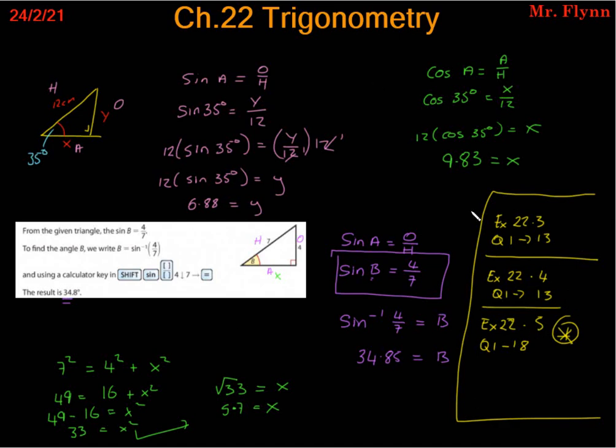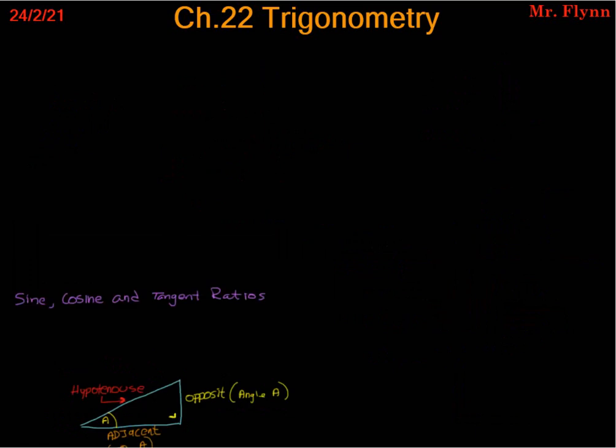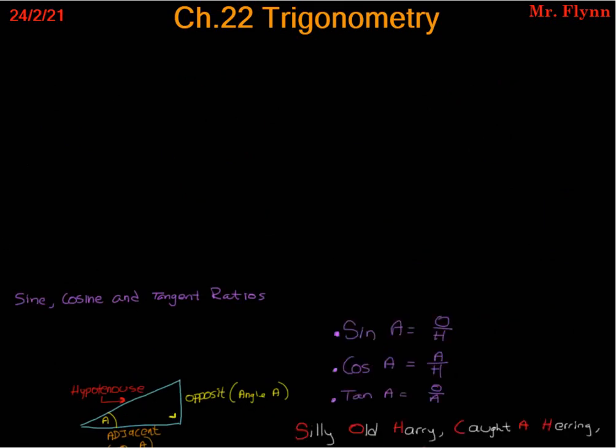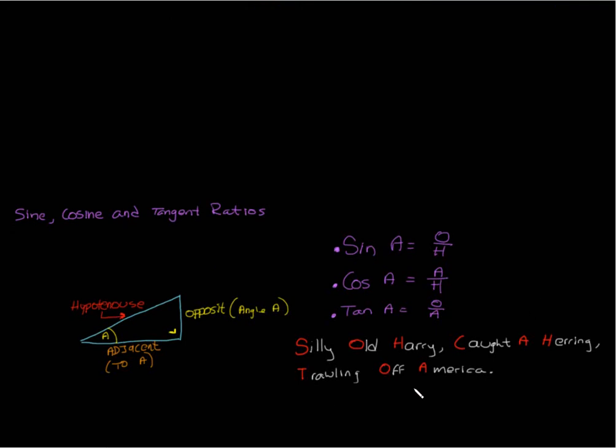Okay, but that's basically trigonometry in a nutshell, based on a right angle triangle, theorem of Pythagoras, and also your 3 different trig ratios, remembering your sine, cos, and tan. And your rhyme of silly old Harry, caught a herring, trawling off America. Okay, best of luck with those.